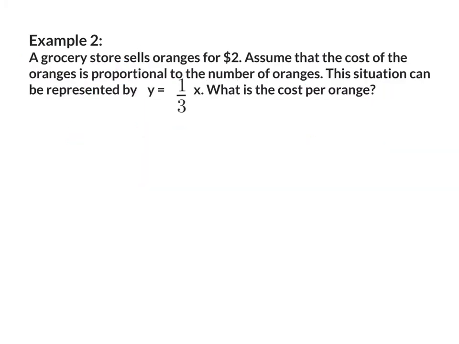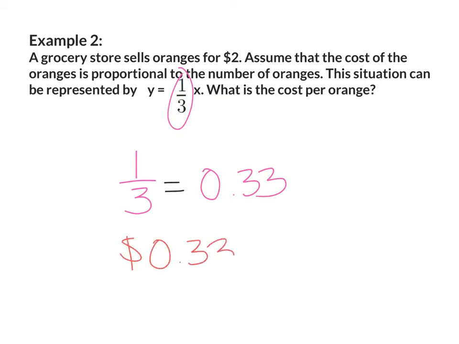Example number 2. A grocery store sells oranges for $2. Assume that the cost of the oranges is proportional to the number of oranges. This situation can be represented by y equals 1/3 x. What is the cost per orange? The great thing about having an equation is that the unit rate is the slope. So our coefficient of x is 1/3. However, that's not money. So in order to change it into money, I need to take the 1 and divide it by 3. That's going to give me 0.33 repeating. So that means it costs 33 cents per orange.